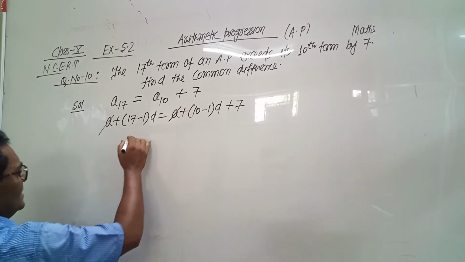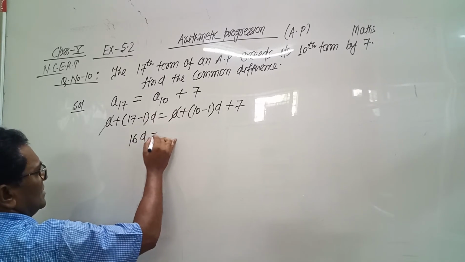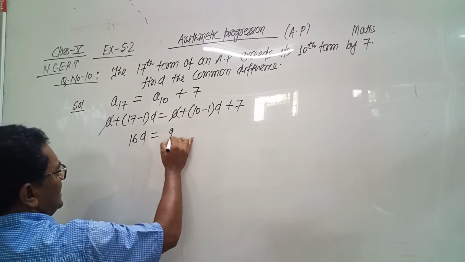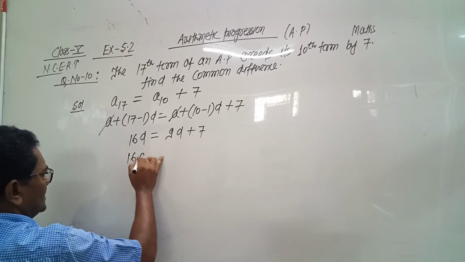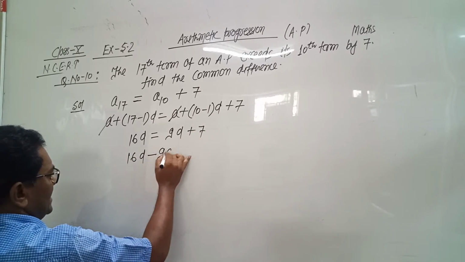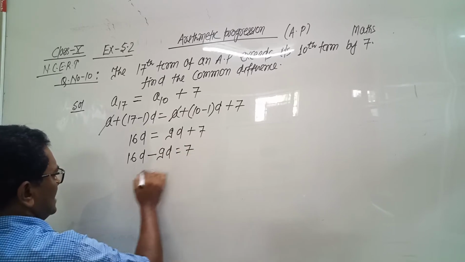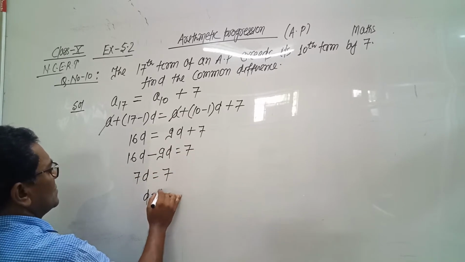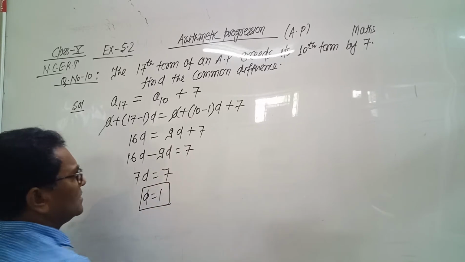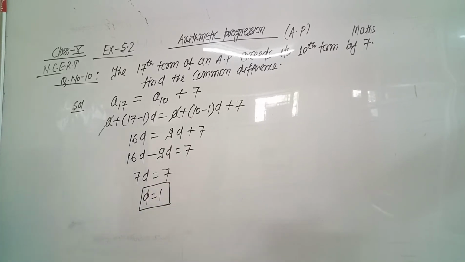17 minus 1, 16D equals 9D plus 7. 9D will go on the left side. 16D minus 9D equals 7, and 7D equals 7. And the value of D comes to be 1. So the result is the common difference is 1.